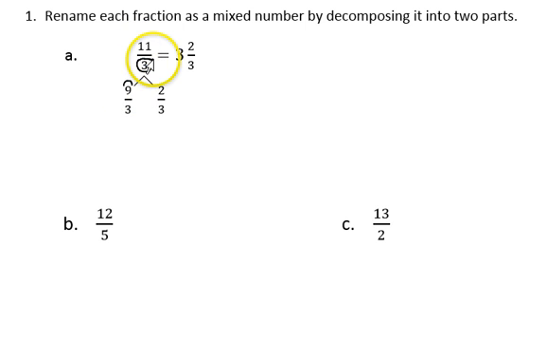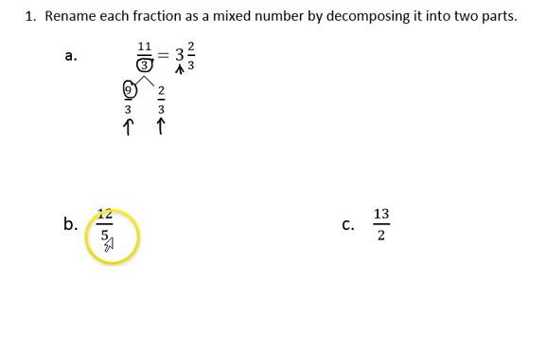Well, we've chosen 9 here. 3 times 3 is 9. 9 is the closest multiple of 3 that I can get to 11. So I've broken 11/3 into 9/3 and 2/3 for a total of 11/3. This 9/3 then can be turned into 3 wholes, and I still have my 2/3 left over. So that's why 11/3 is the same thing as 3 wholes and 2/3.